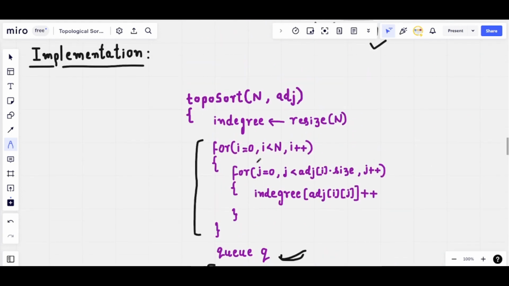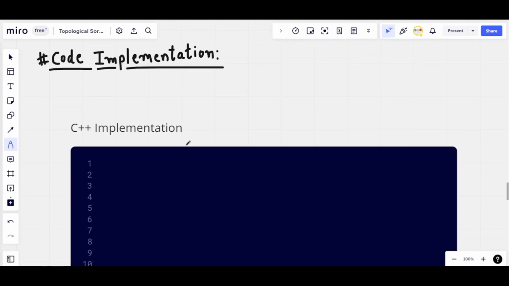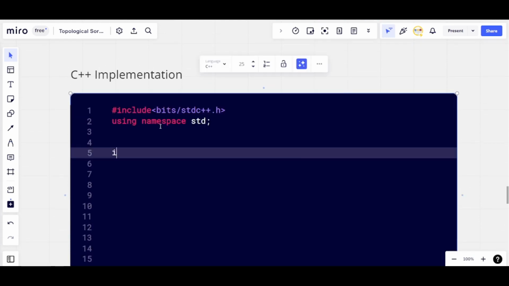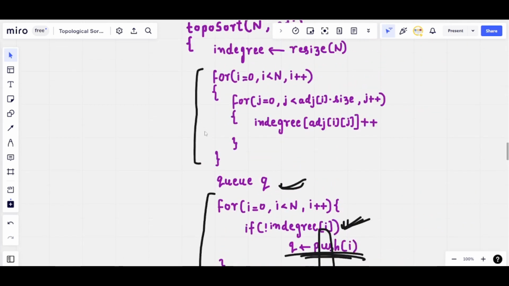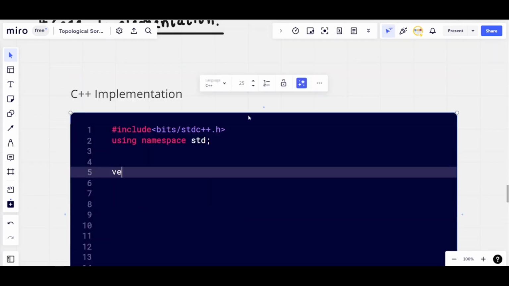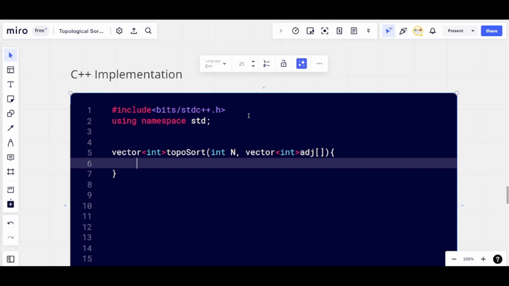So that's just all we have to do in this problem. Let's jump to the code implementation. So I will be implementing the solution using C++ language. Okay, so I would be implementing this toposort function, which takes in the number of nodes. So let's just say it returns a vector. Let's call this function toposort. It takes in the number of nodes n, and it takes in the adjacency list, which is going to store my directed acyclic graph.